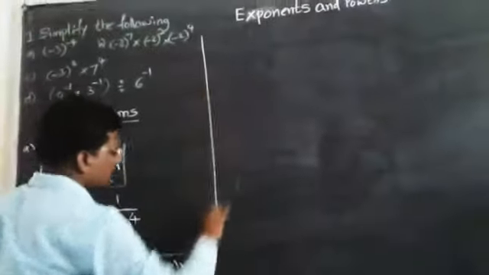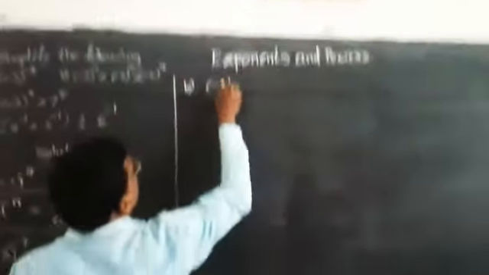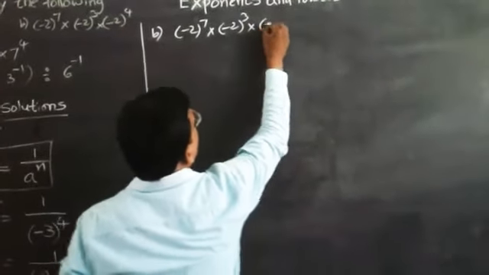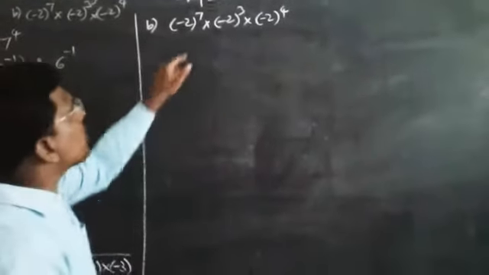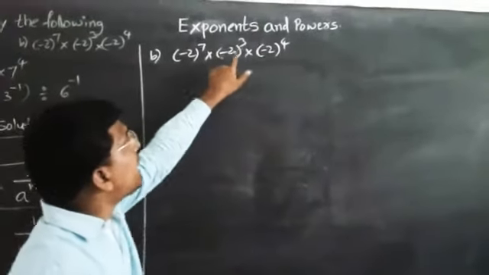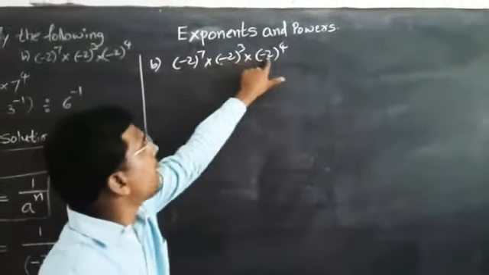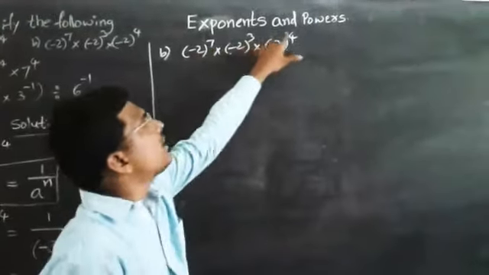Next, go for the second one. It is (-2) to the power of 7 into (-2) to the power of 3 into (-2) to the power of 4. If you observe, in the three numbers, the bases are the same. The base is nothing but minus 2. So minus 2 is the same in all three terms, but the powers are different.